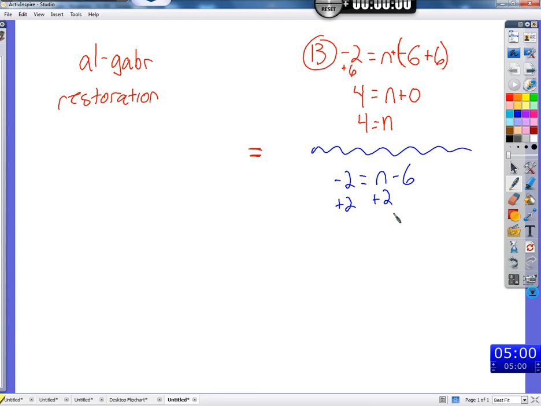Okay. And then this was the next thing that was written down. But if we take it slowly, step by step, we'll see what actually happens when we add 2 to both sides. We're going to add negative 2 to 2. So it's negative 2 plus 2.